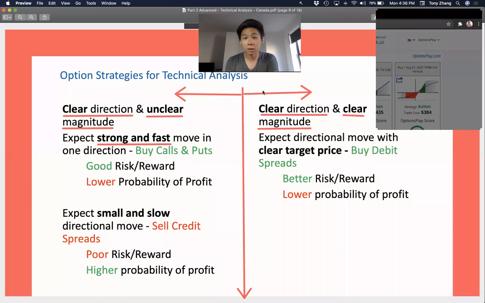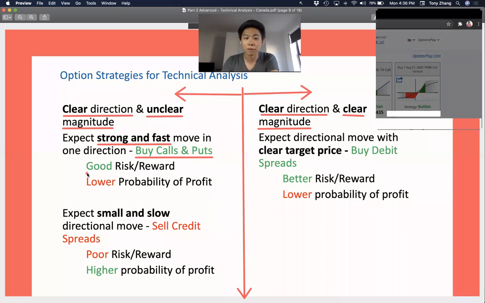Maybe this is a momentum stock, and you know these types of stocks can move a lot. Maybe it's a tech stock or a pharmaceutical stock that just broke out to a new all-time high, and you're thinking to yourself, this stock can move. I don't know how far it's going to move, but I know it's going to move. For those particular types of strategies, what you generally want to do is very simply buy a call or a put. A call if you're bullish, a put if you're bearish.